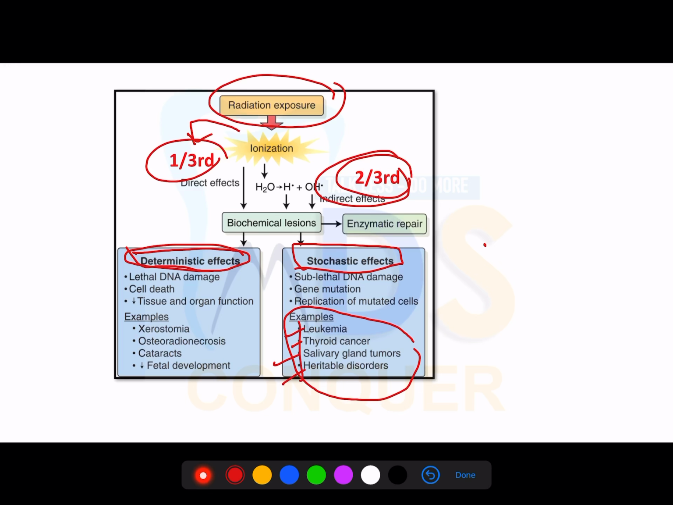These are the examples. Okay, if you take the deterministic effects, all the radiation therapy side effects come under the deterministic effects. The examples include xerostomia, osteoradionecrosis, cataracts and defects in fetal development. Okay, all these are examples of deterministic effects. Cell death is seen in deterministic effects, whereas gene mutation is seen in stochastic effects. So these are the important points you have to make a note of.